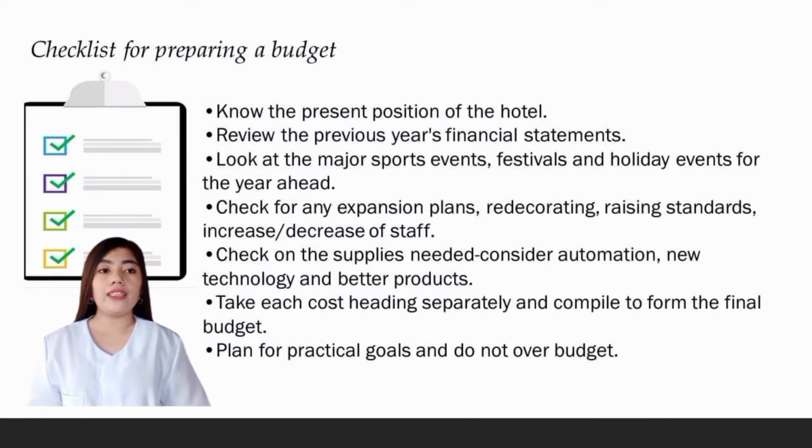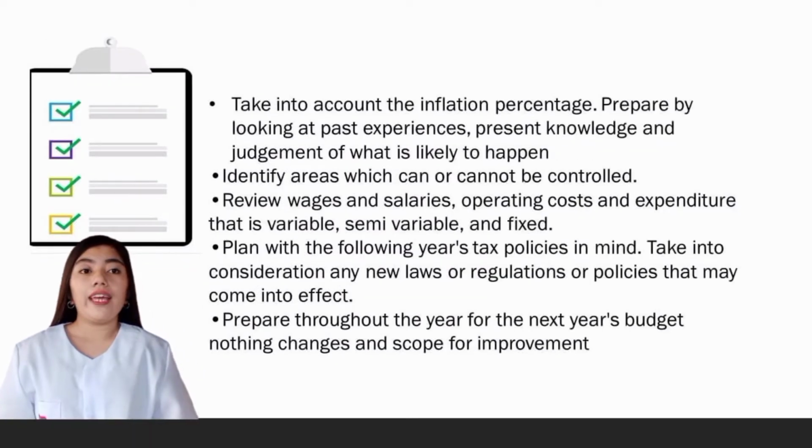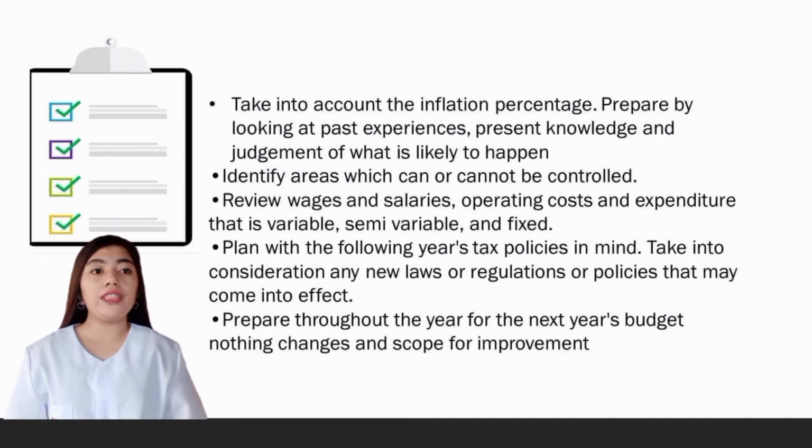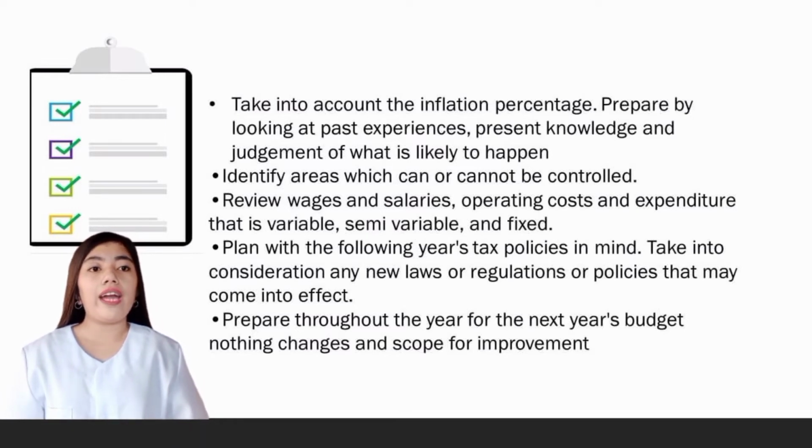Check on the supplies needed, consider automation, new technology, and better products. Take each cost heading separately and compile to form the final budget. Plan for practical goals and do not over budget. Take into account the inflation percentage, prepared by looking at past experience, present knowledge, and judgment of what is likely to happen. Identify areas which can or cannot be controlled.